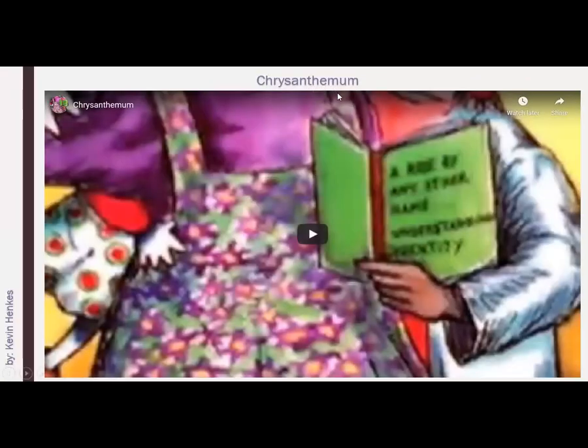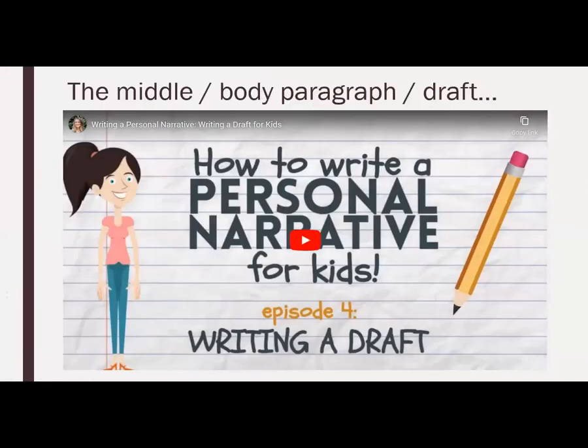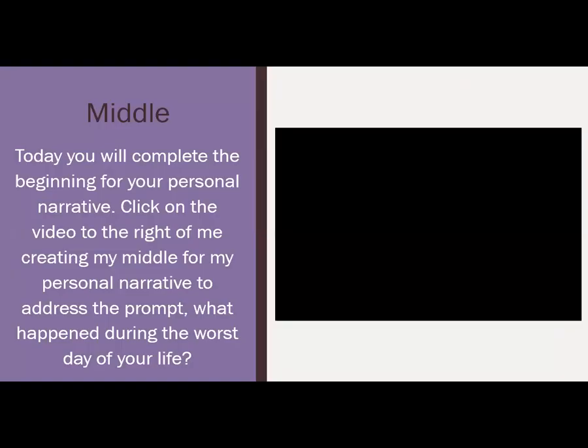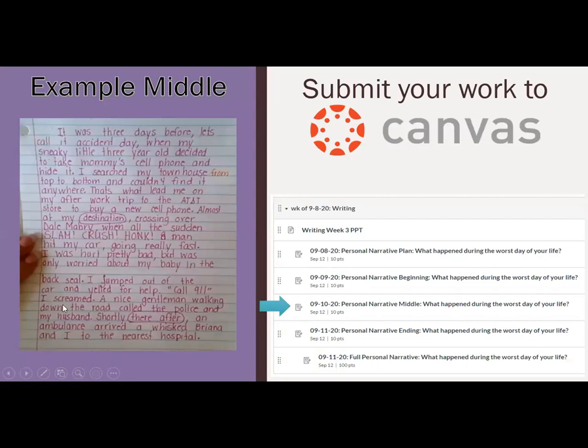Here's the book Chrysanthemum. It's another read aloud with regard to a bad day. Here is a little video on how to write a draft. It talks about the middle portion. Here is your prompt. And then there is a video of my model of writing my very bad worst day of my life. And then here's the example of my middle. And then it reminds you, oh, submit to Canvas. And it shows you exactly where you should be submitting for that date.